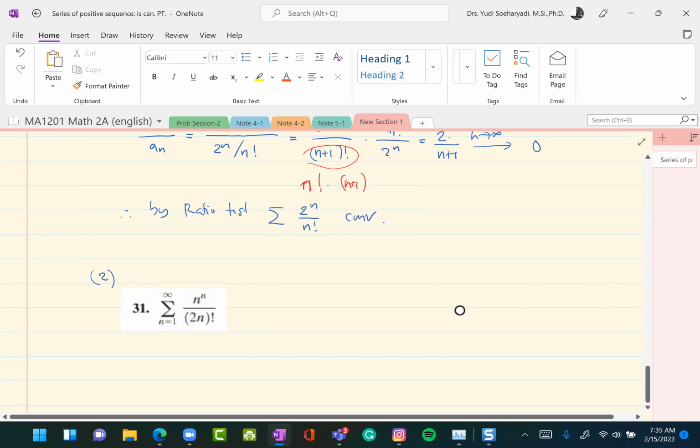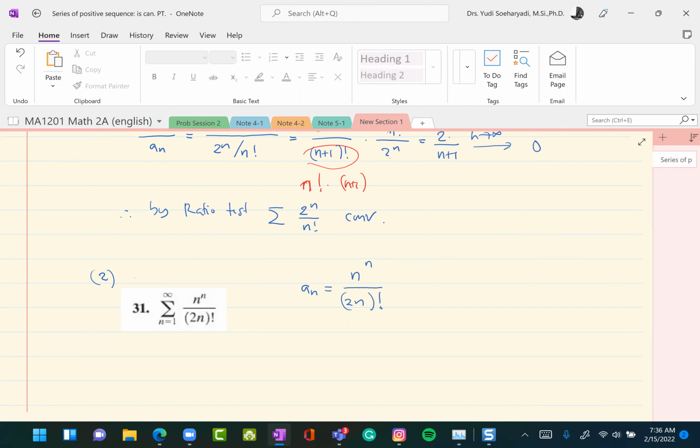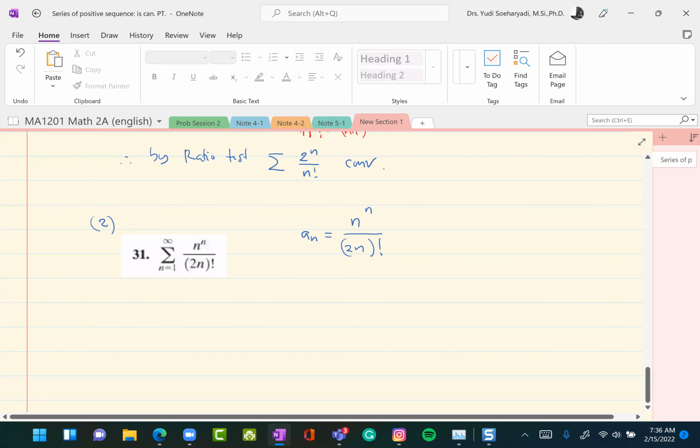Okay. All right, so a_n here is 2 to the n over n factorial. So in this case, a_{n+1} would be (n plus 1) to the power, not times, but power, 2 times (n plus 1) factorial.